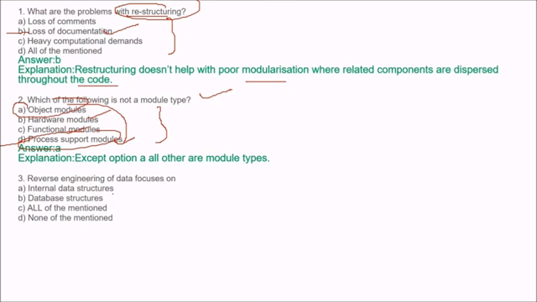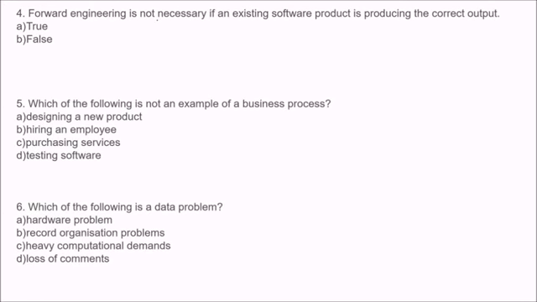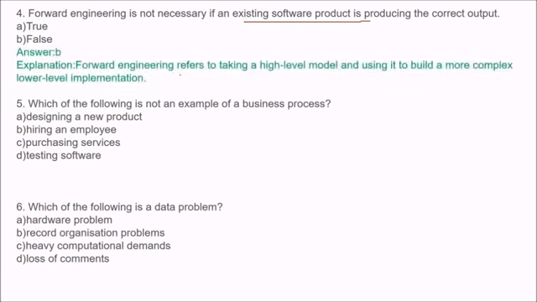Reverse engineering of data focuses on what? The answer is C, all of the mentioned, meaning internal data structure and database structures. Reverse engineering is interested in internal data structure as well as database structures. Then the next question: forward engineering is not necessary if an existing software product is producing the correct output. Is it true? No. Forward engineering refers to taking a high-level model and using it to build a lower-level implementation.